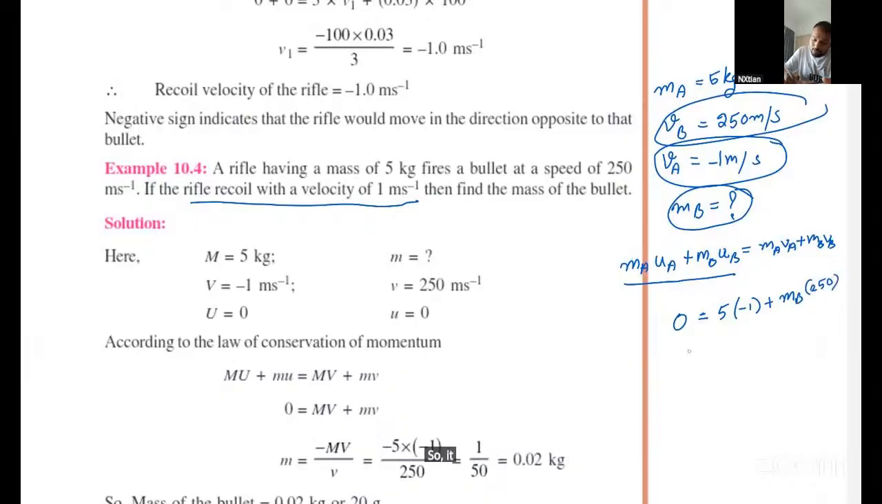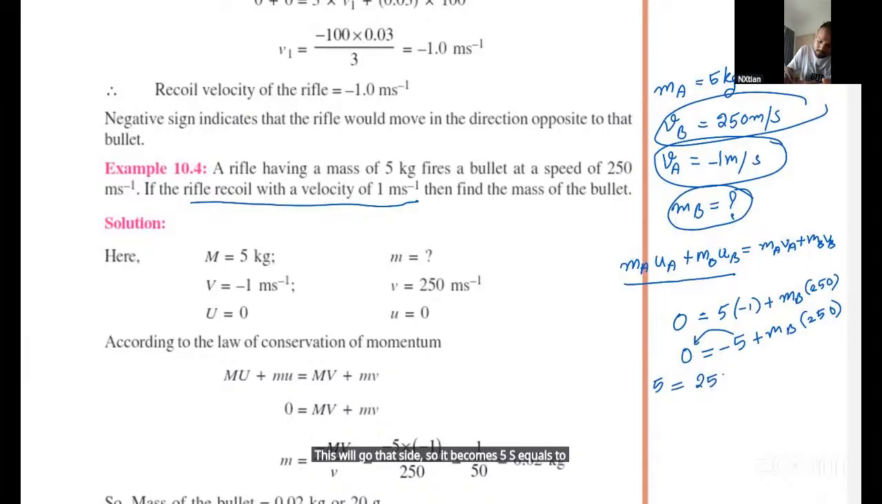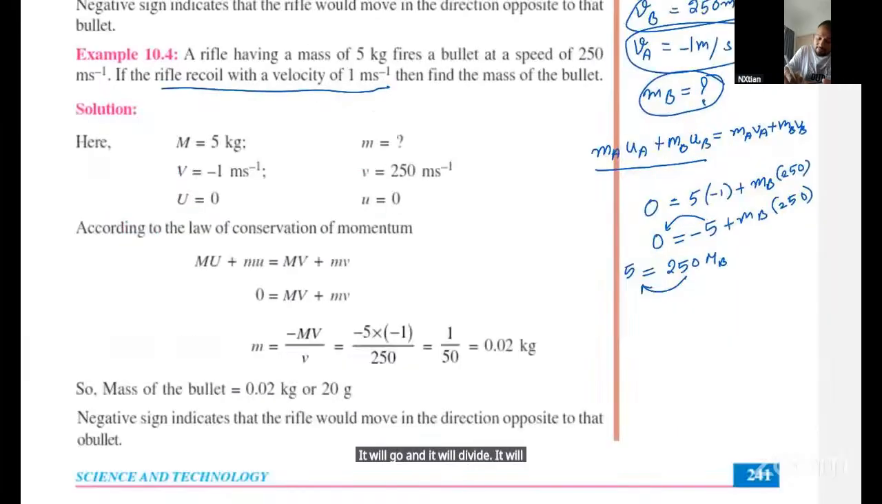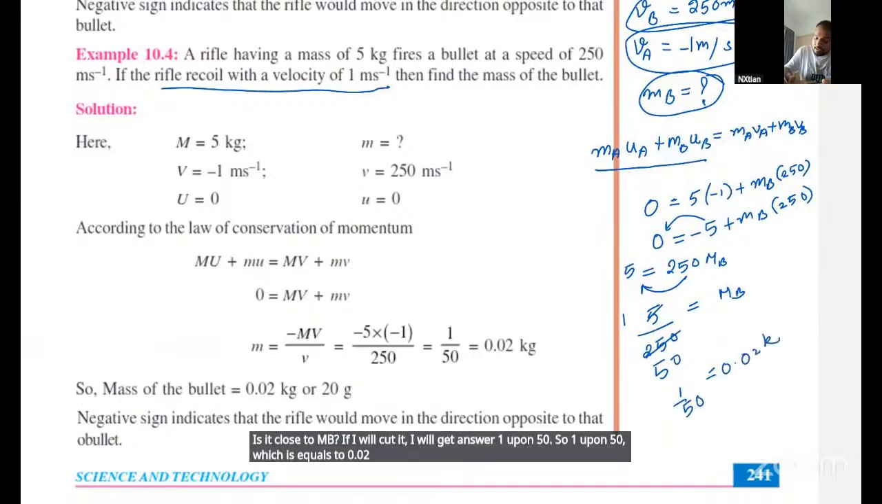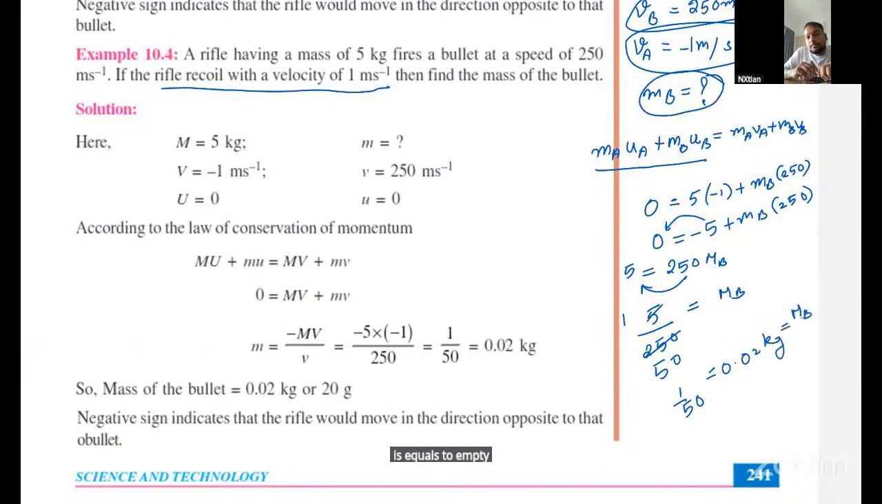So it will become 0 equals minus 5 plus MB into 250. This will go to that side, so it will become 5 is equal to 250 MB. It will go and divide, so 5 upon 250 is equal to MB. If I cancel it, I will get the answer 1 upon 50. So 1 upon 50, which is equal to 0.02 kg, is MB. So I got the mass of the bullet. Got it?